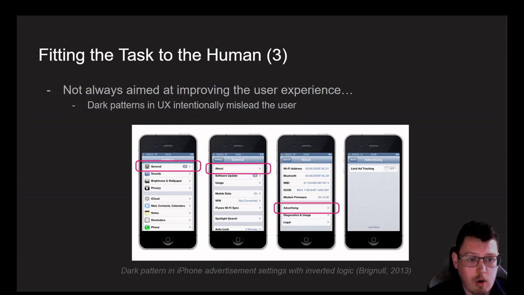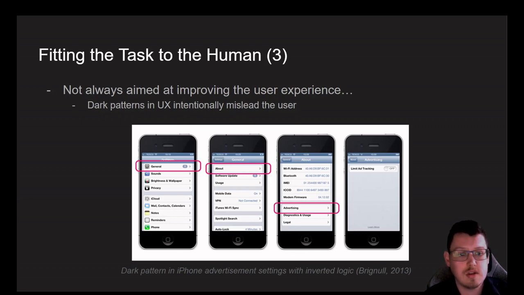So in this example, we've got limit ad tracking off, and when you read something about ads and you turn it off, you're thinking, okay, well, you're opting out of the ads. Actually, in this case, the setting is called limit ad tracking. So if you turn it on, it'll limit the ad tracking.